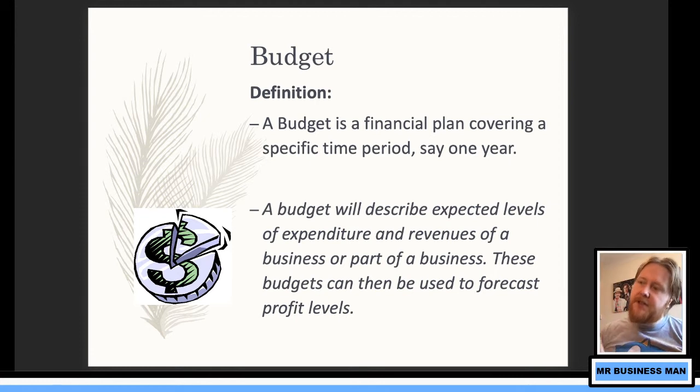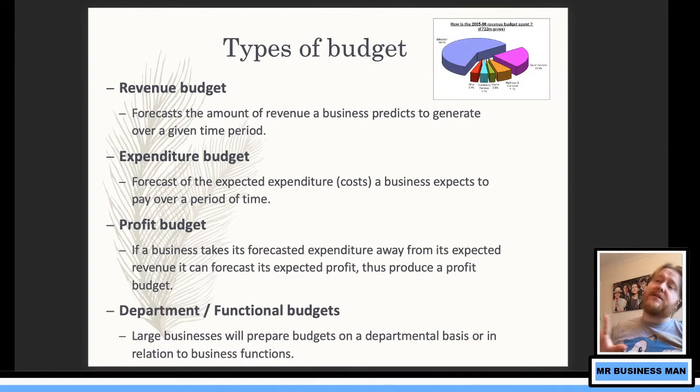So personally, though, it's an amount of money that's allotted to do certain things with. It could be a phone contract. It could be to buy something. It could be lunch money. It could be anything. It doesn't really matter. But so, types of budget.